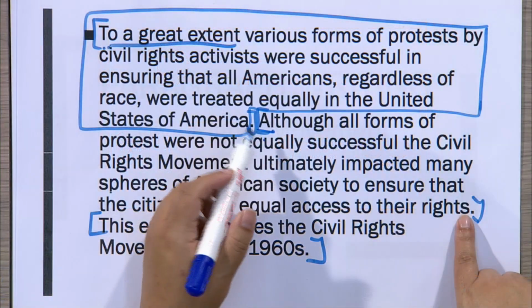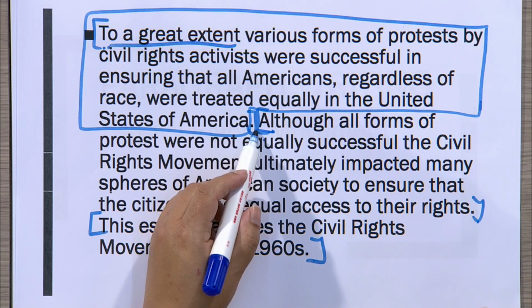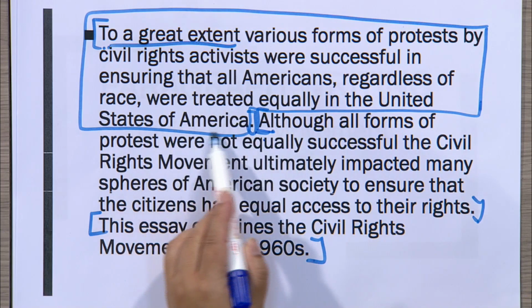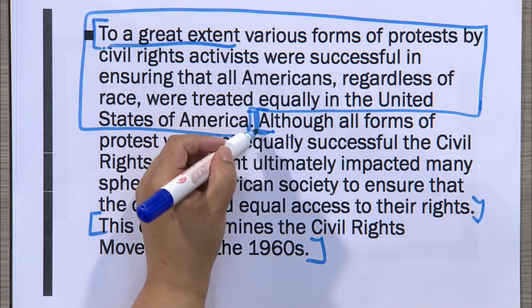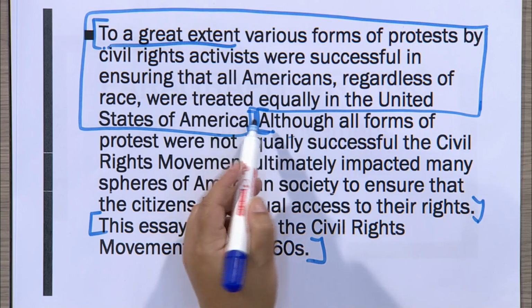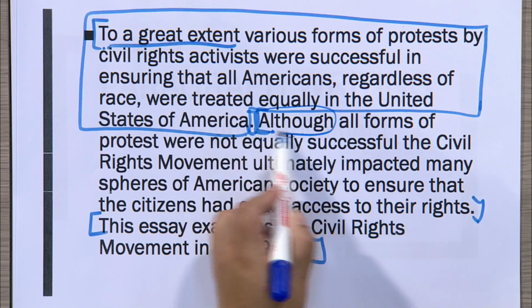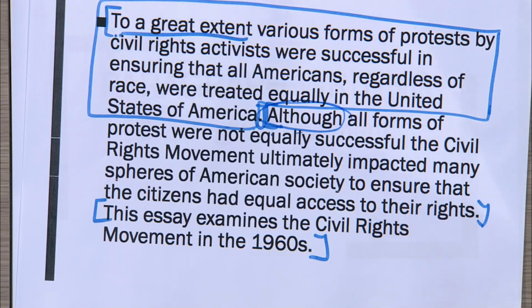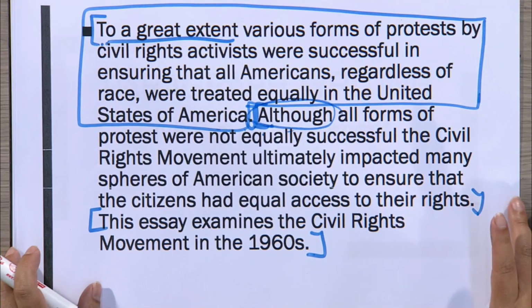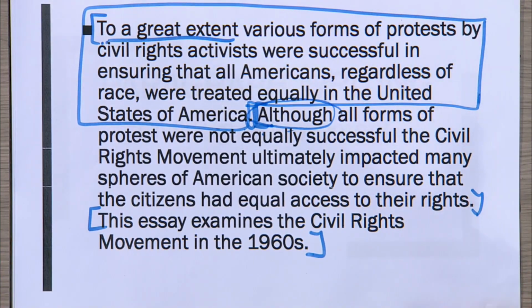In the past, we spoke about the fact that you can start your reason by saying, because. You can continue your first sentence and you can say, because all forms. But now as a grade 12 learner, I feel more confident. So I haven't started my reason with because. I've now gone on to using a new transitional word. To transition into my next sentence, I've said, although all forms of protest were not equally successful, so I'm pointing out that the civil rights movement does have some shortcomings, it ultimately impacts so many spheres of American society.